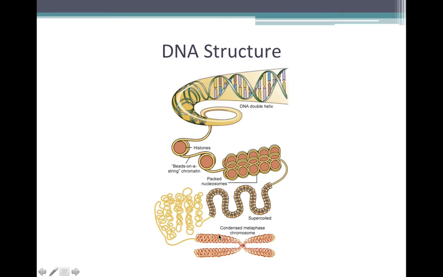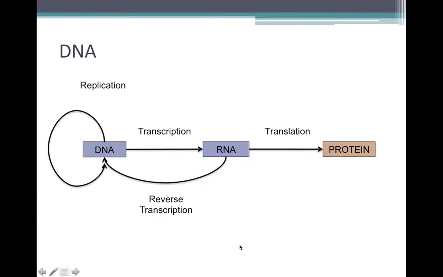Otherwise, this chromatin, which is basically DNA and all of its histones, is in more of an uncoiled state. It's more spread throughout the nucleus, not really condensed. However, before the cell divides, these chromosomes can condense into something that looks like an X.